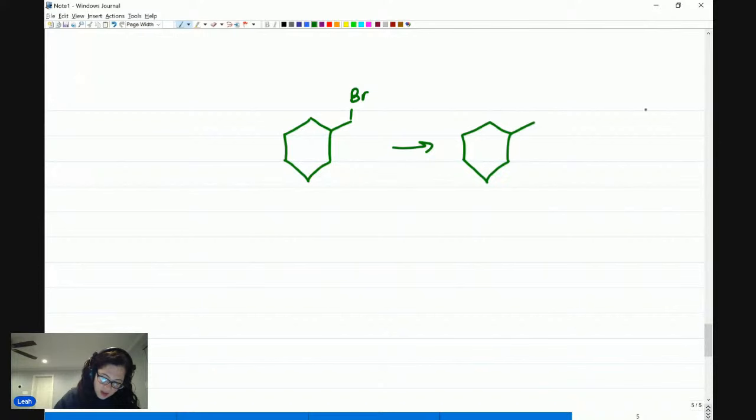So for example, if I have a molecule like this, and let me know in the comments if you think this is easy, medium, or hard, where I have a bromine right there, and somehow, some way, I want to come up with a product that has a chlorine right there. Or, you know what, let's make it even more difficult, an alcohol. What do you think? Easy, medium, or hard? And where would you begin?